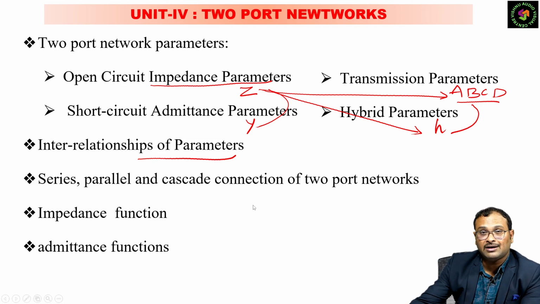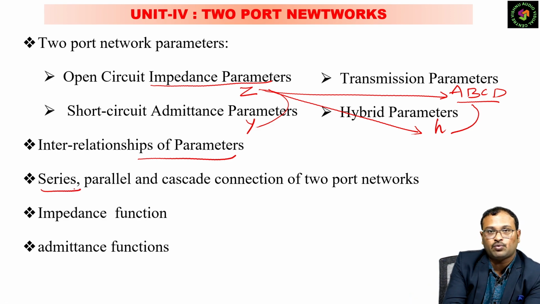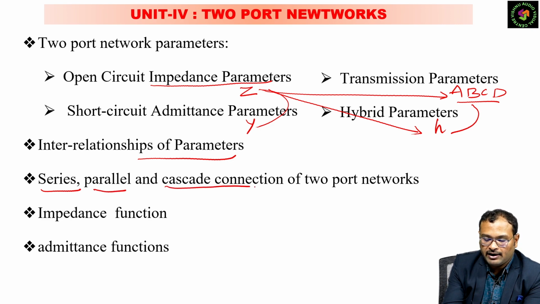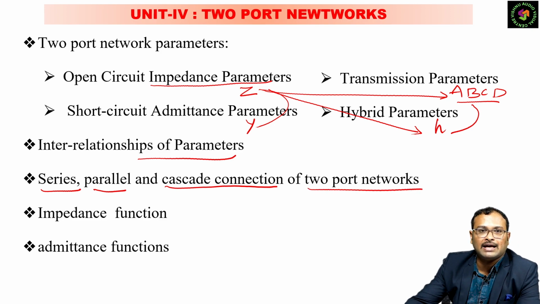Then we'll also see the connection of the circuit. Suppose two port networks are there. If they are connected in series, what will happen to these parameters? And if they are connected in parallel, and in cascaded way, how they will behave. So those connections also we will see in these networks. Then we'll see what is the impedance function and also admittance functions.